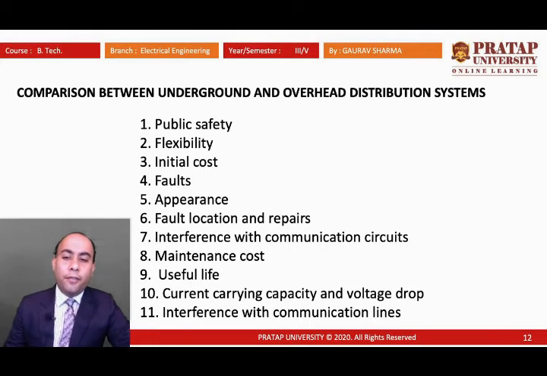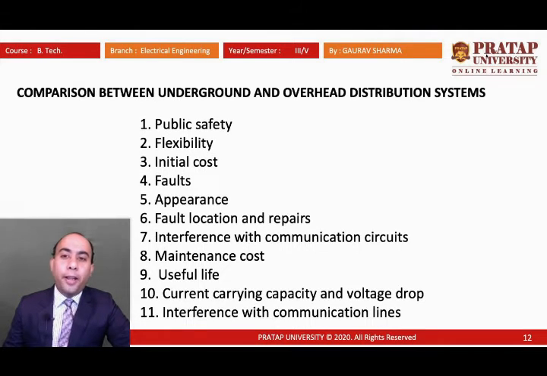Yes, when we talk about faults, they will occur in the underground system less than the overhead system, because the overhead system is exposed to the environment. Interference with the communication circuits: the overhead system will interfere, but the underground system will not interfere in any way.